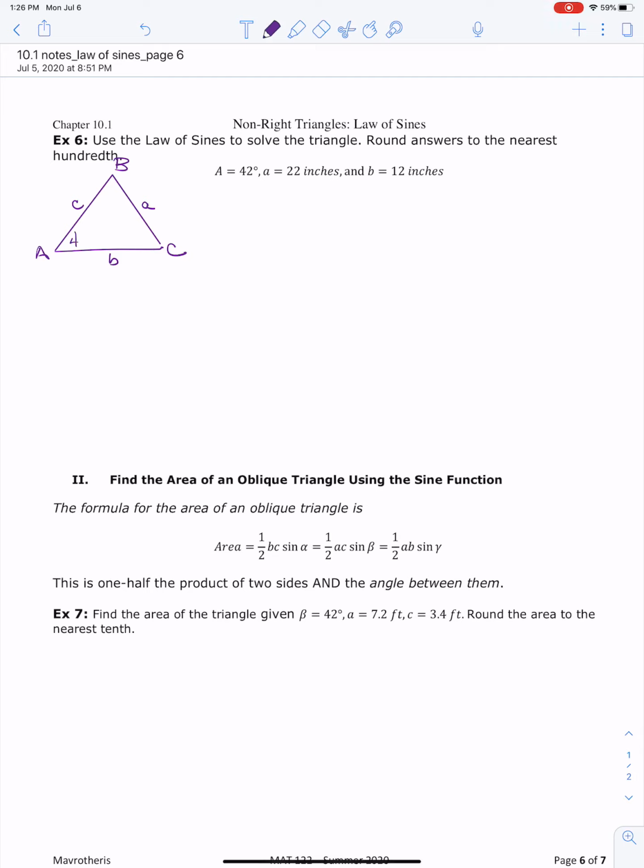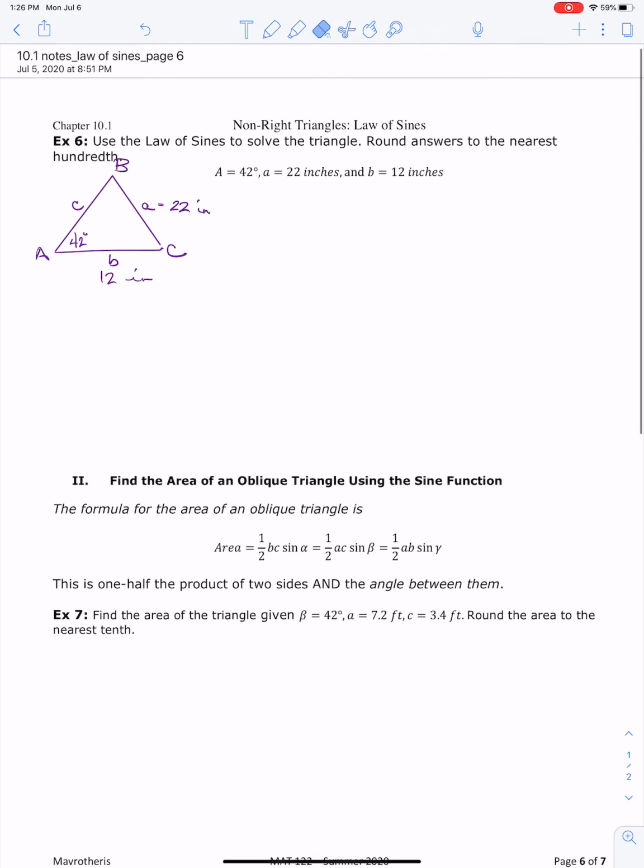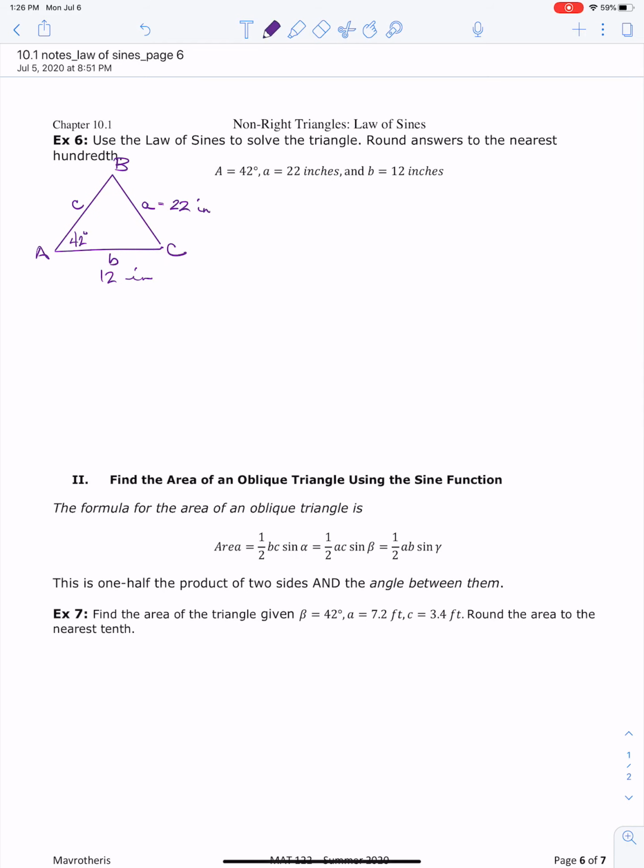Angle A is 42 degrees. Side A is 22 inches. And side B is 12 inches. Okay, so I'm going to start by finding angle B again. The sine of B over 12 is going to be equal to the sine of 42 over 22.